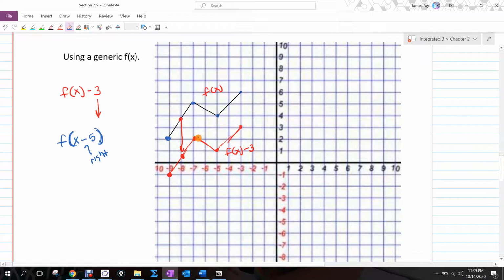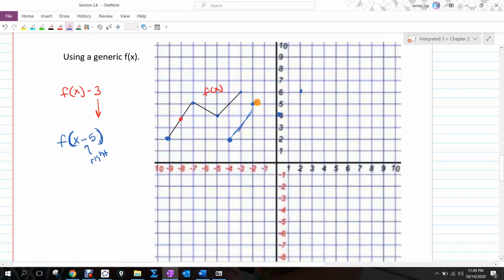So 1, 2, 3, 4. Let me erase this so it's not in the way. So I go 1, 2, 3, 4, 5. Move this one 5 units to the right. 1, 2, 3, 4, 5. I'll move this one 5. 1, 2, 3, 4, 5. And we'll move this one 5. 1, 2, 3, 4, 5.